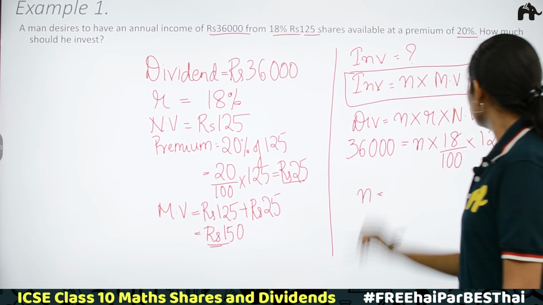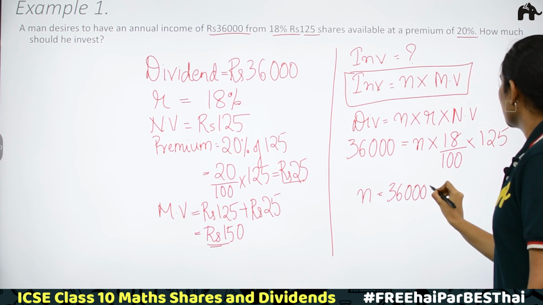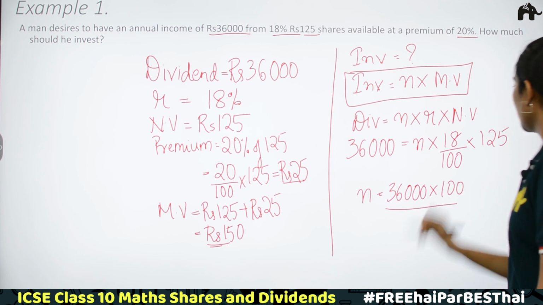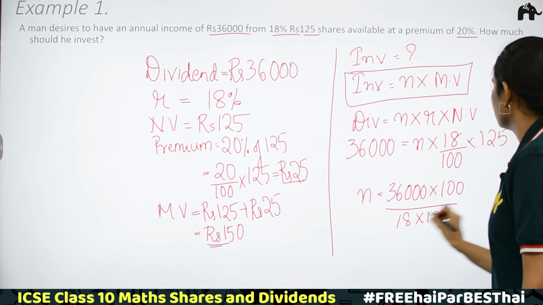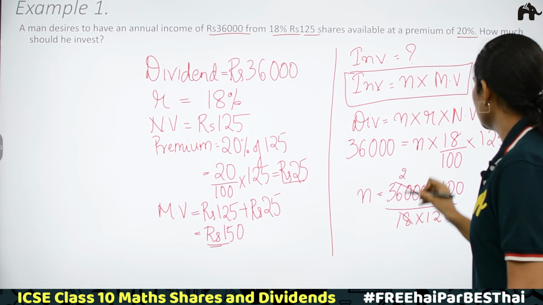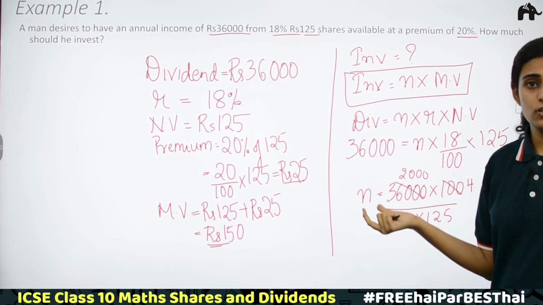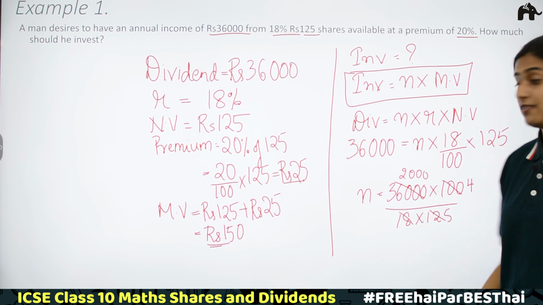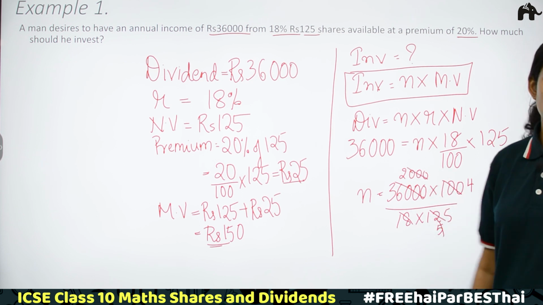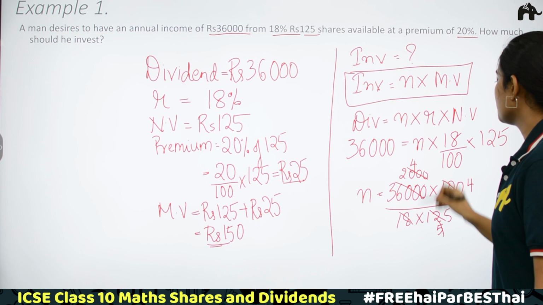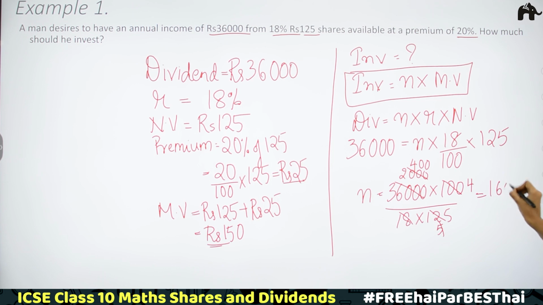N is equal to 36,000 into 100 divided by 18 into 125. Cancelling. Here you will be getting 2000, 4. 25 into 4 is 100. 25 into 5 is 125. Again, you can cancel this 5 and 2000. You will be getting 5 into 400 is 2000. 400 into 4, 1600 shares.